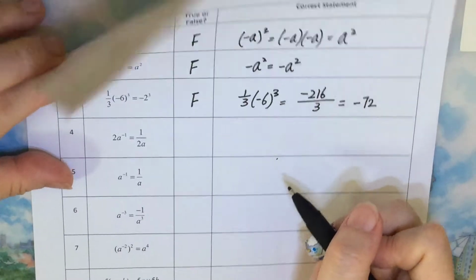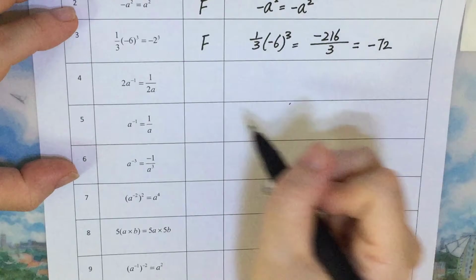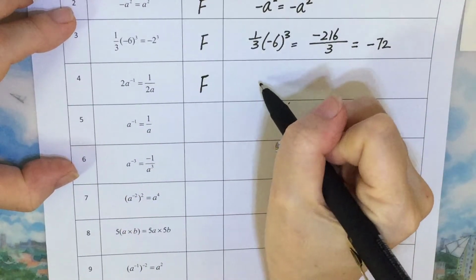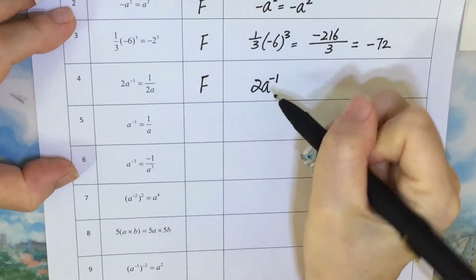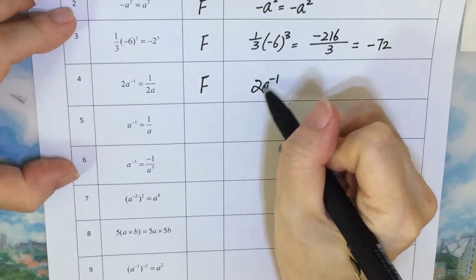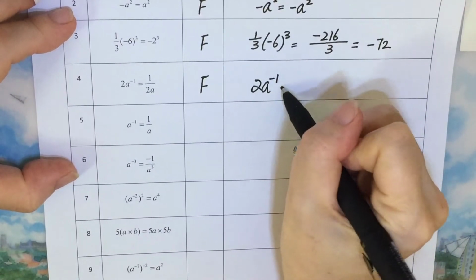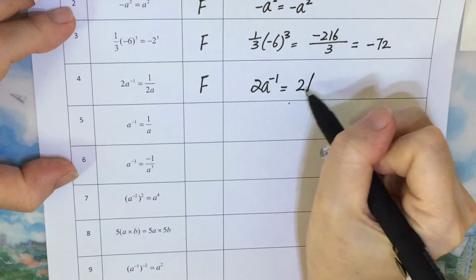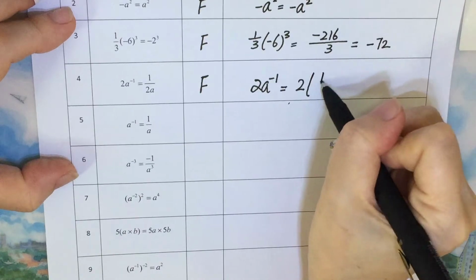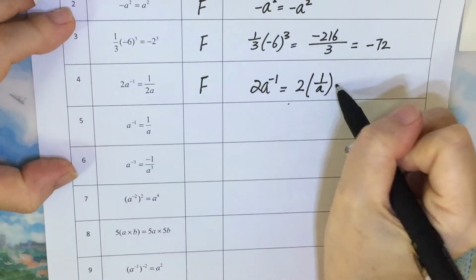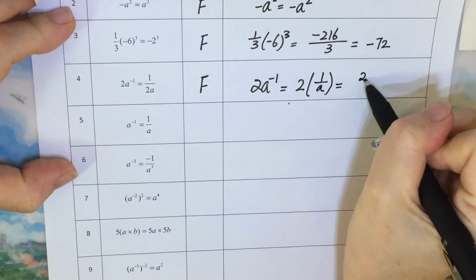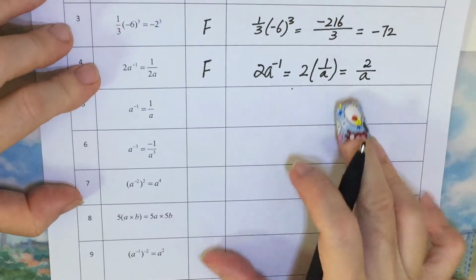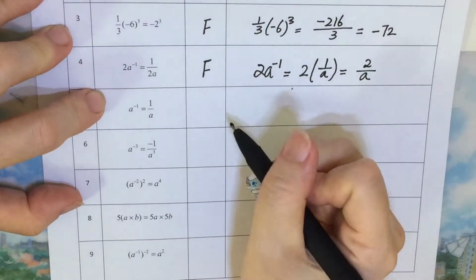Okay, next, question 4 is also a false statement. Why do I say it's a false statement? 2a to the power of negative 1, this power negative 1 is only for a because there's no bracket there. So when there's no bracket, the 2 is by itself. The a to the power of negative 1, you can write as 1 upon a. So therefore, the answer is 2 over a. So the 2 should remain in the numerator, not the denominator.